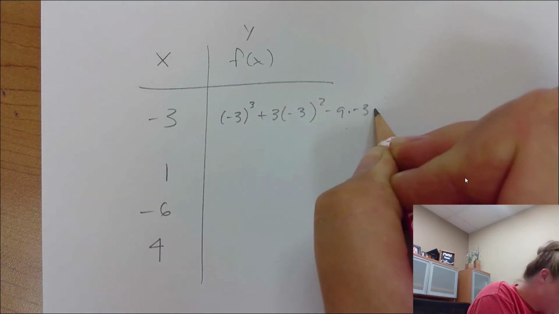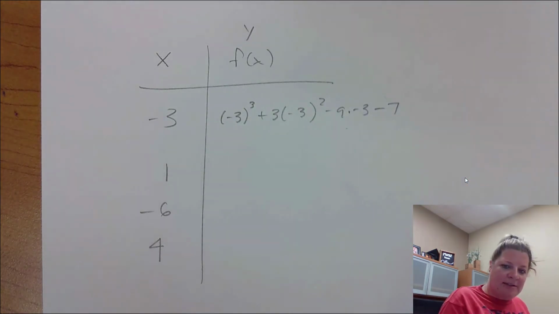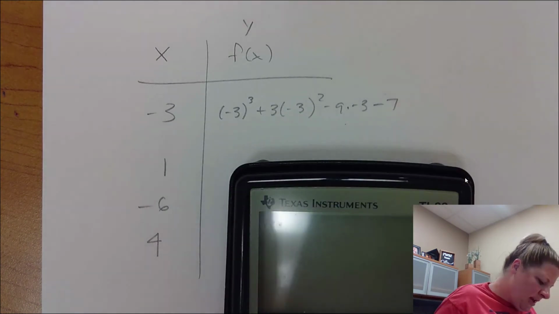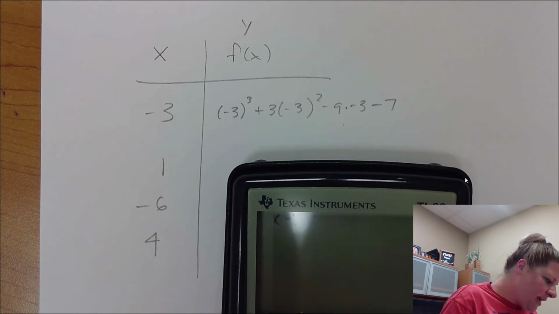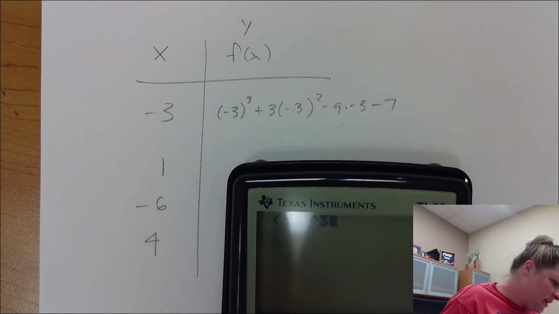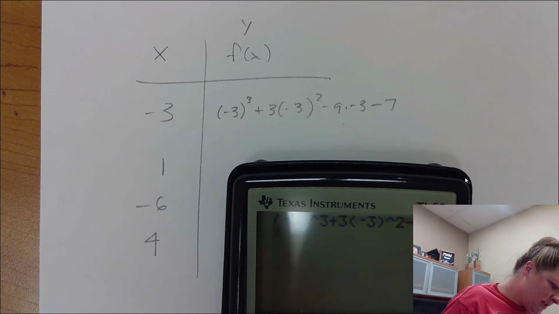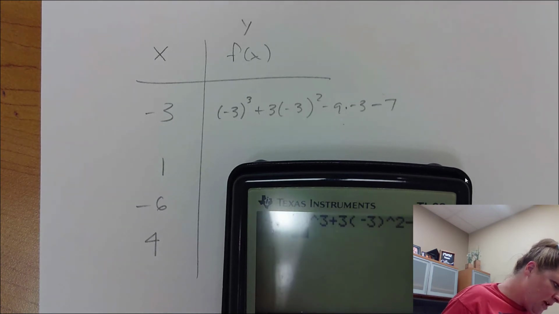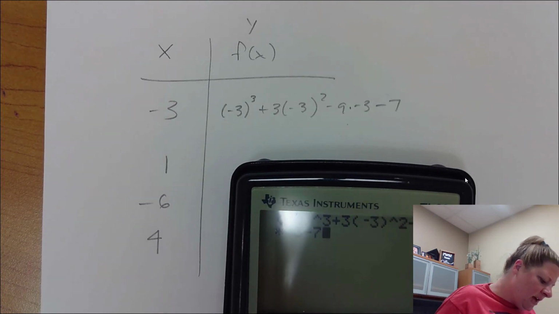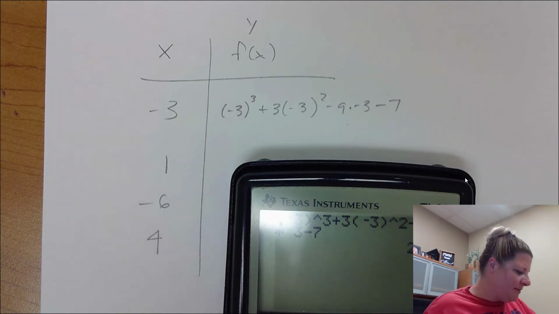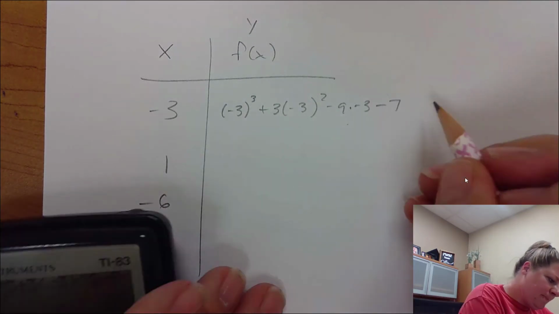Okay, so I'm going to put that in my calculator, and I'm going to have -3. You have to use your parentheses, plus 3, parenthesis, -3, or it won't calculate it right for you. Minus 9 times -3 minus 7 is 20. Okay, so that one's at 20.